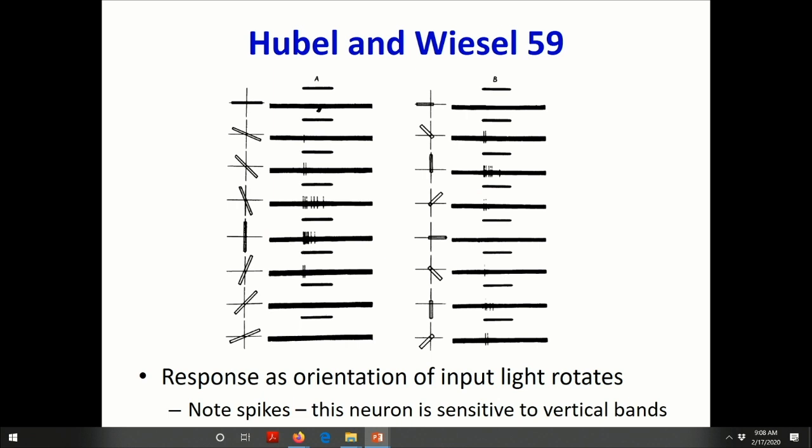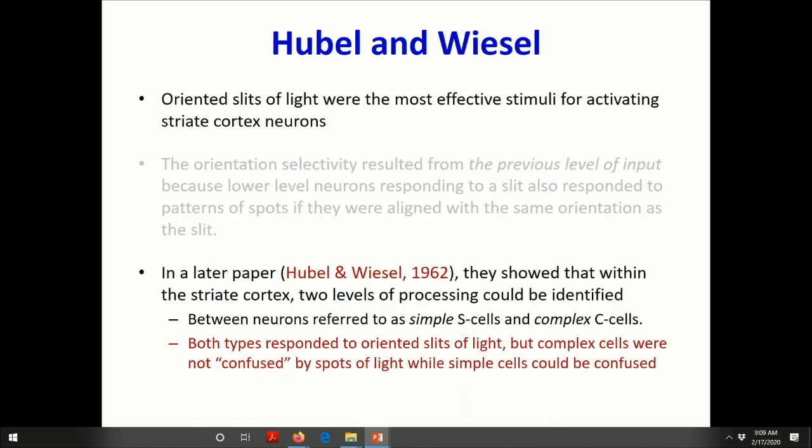So here are some figures from their paper. They have a little beam of light which they're moving back and forth, and you can see what happens to the response of the neuron as this beam of light rotates. When it's nearly horizontal, there's nothing. Then as it keeps rotating, when it becomes vertical, there's a whole lot of pulses being generated, but then as it continues to rotate, the pulses go away. This is regardless of whether you have a full beam, or you just have a beam which is going halfway across, from center to a border, right? The same pattern emerges. So the neuron is sensitive in this particular case to vertical bands. More generally, the neuron is sensitive to bands of light. So oriented slits of light were the most effective stimuli for activating the striate cortex.